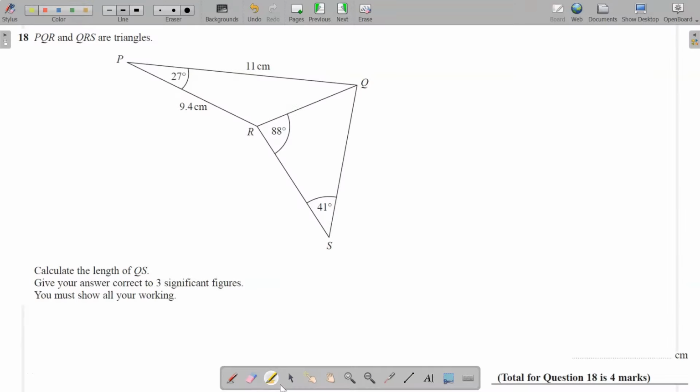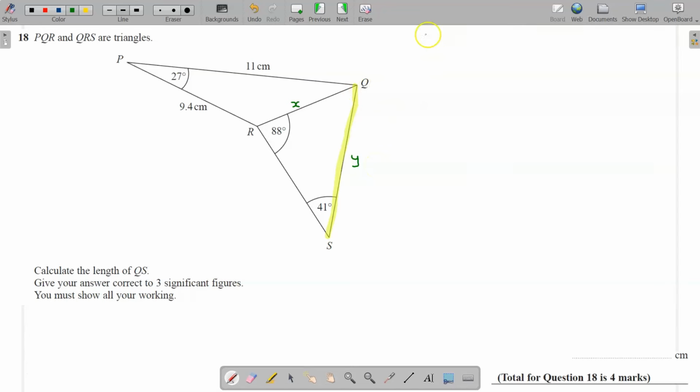Okay, this is a problem about the sine rule and cosine rule in non-right-angled triangles. We've got to calculate the length of QS, which is this side edge here. Now in order to do that, we may need to work something else out on the way, and I suggest that the best approach is to find this length here, which I'm going to call X first, and then use that to find Y with another calculation.